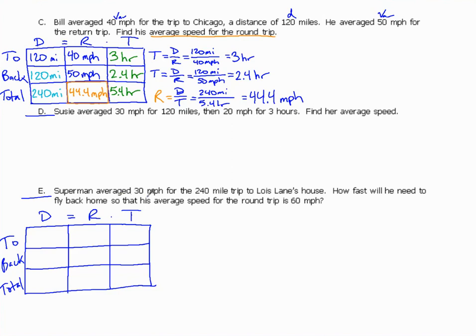Superman averaged 30 miles per hour for the 240-mile trip to Lois Lane's house. So average 30 miles per hour to. That's the R. That's the average velocity. The distance is 240 miles. The question says, how fast will he need to fly back home so that his average speed for the round trip is 60 miles per hour? That's this box here, 60 miles per hour for the round trip.